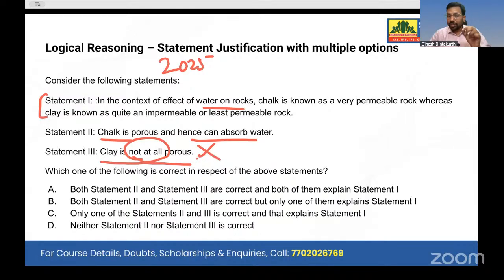But 10 to 15% of clay is also porous, right? We don't know how many types of clays there are. In the world, there are hundreds of types of clays. He is generalizing everything. No, we can't generalize. In generalized questions, we should not go with specific options. So eliminating this will give the options, right? So only one of the statements in 2 and 3 is correct. That explains statement 1. This is how we have to eliminate. Though two options are easy, the third option is tricky.